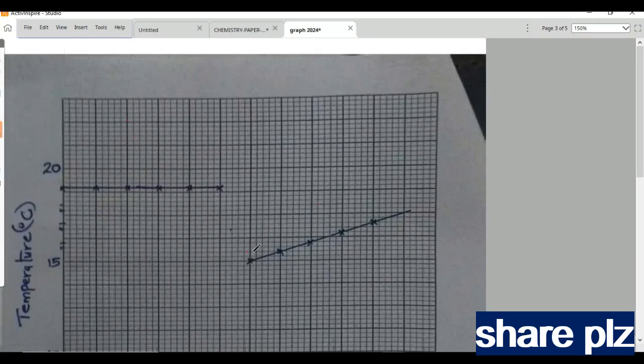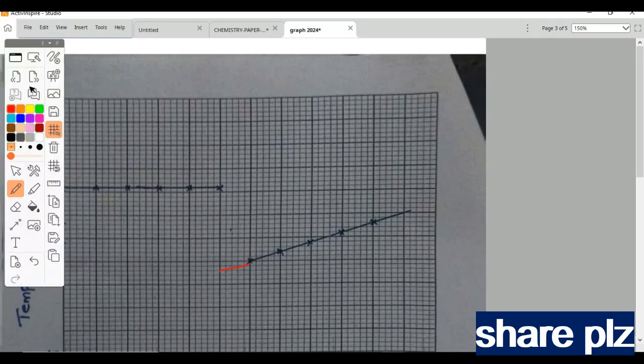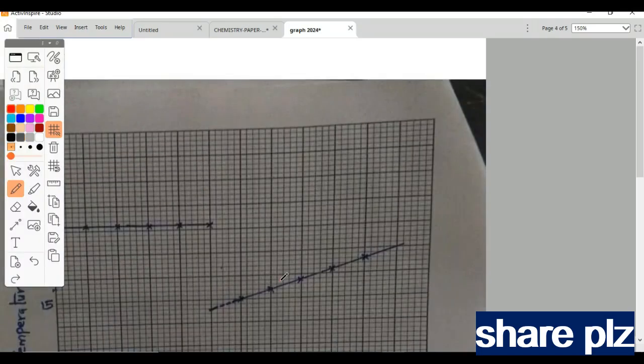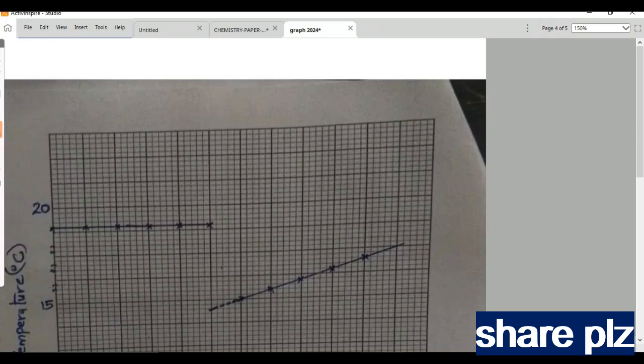Now after drawing this, I have drawn out the line using the line of best fit. After that, you extend this line to the reference point. The next thing, I have extended the line.